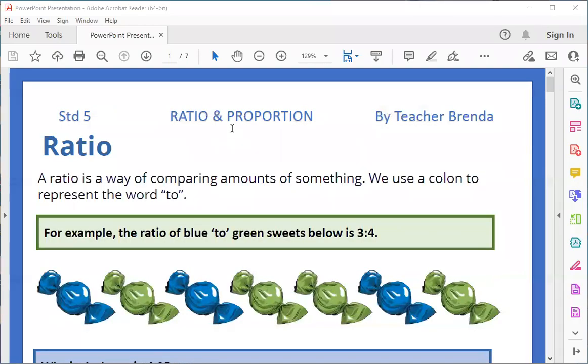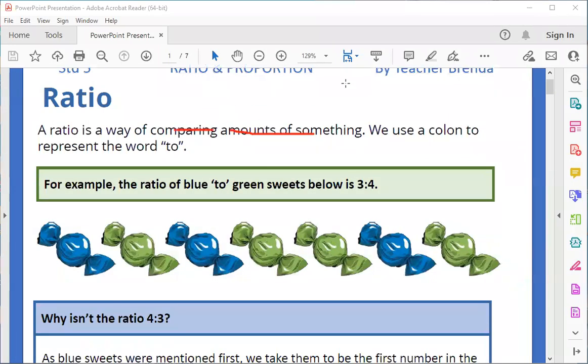Hello students, good evening. This is teacher Brenda here, and in today's class we will look into this topic called ratio and proportions. Okay, ratio and proportion for both standard 4 and standard 5. So first of all, let's start with this word called ratio.